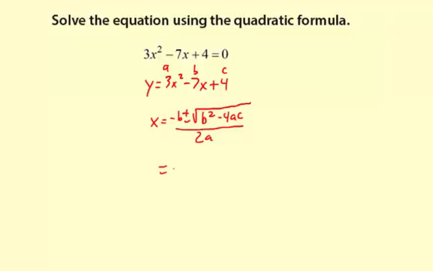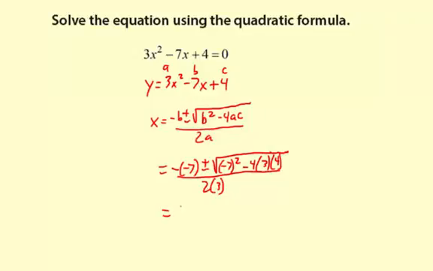So I'm going to substitute the negative 7 for b, so it's negative of negative 7 plus or minus the square root of negative 7 squared minus 4 times 3 times 4, all over 2 times 3.